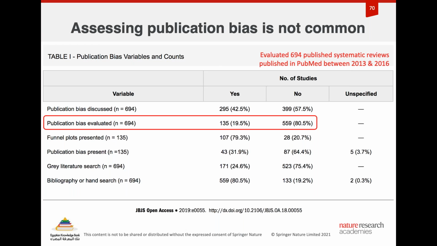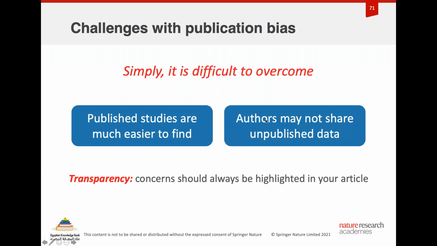So now that you do know that publication bias is something you should evaluate, please do so when you conduct your systematic review. Now, on a last note before we get to our break, we as publishers and reviewers do understand the challenges with publication bias. Simply, published data is easy to find. Positive studies are easy to find. It is a challenge to find those unpublished studies.